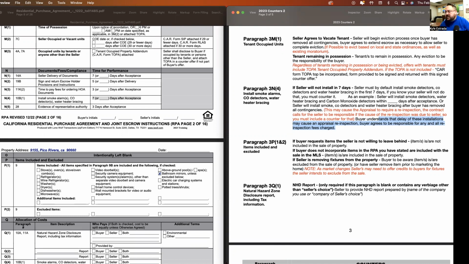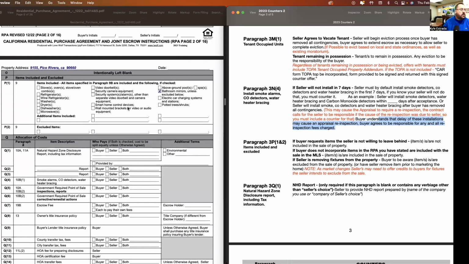Somebody's asking me about my counters. It is updated. So if you don't have this counter sheet that we're going over, it is updated. So if you don't have it, just email me and I'll send it to you. Okay. All right.